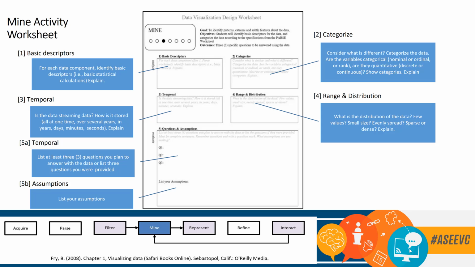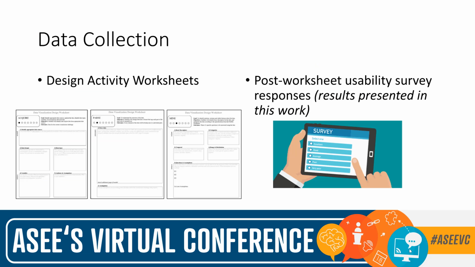The objective of the worksheet is to facilitate the mining stage by identifying basic descriptors for the data, categorizing the data according to its specifications from the parse worksheet, and identifying those questions that define the research underway. Notice the mine stage is directly impacted by multiple stages and directly impacts the next stage in the visualization process. Data collection consisted of the design activity worksheets and post-worksheet usability survey responses.